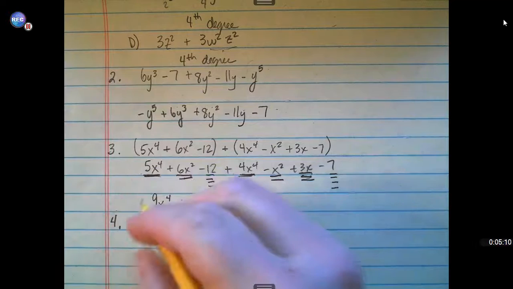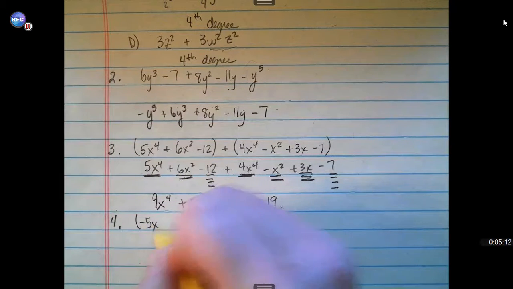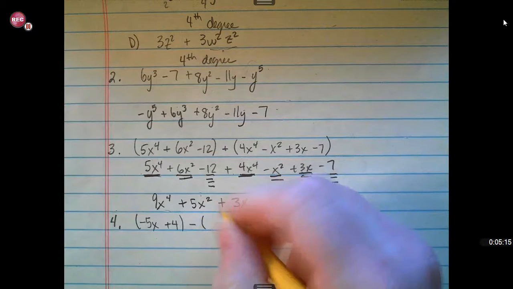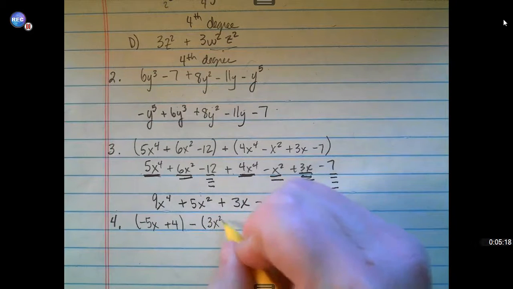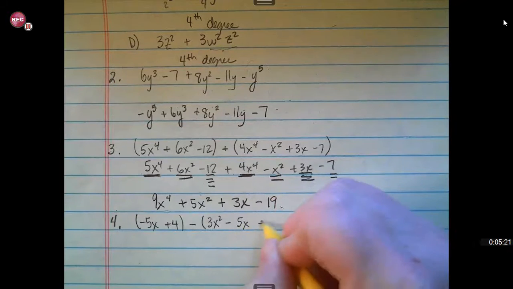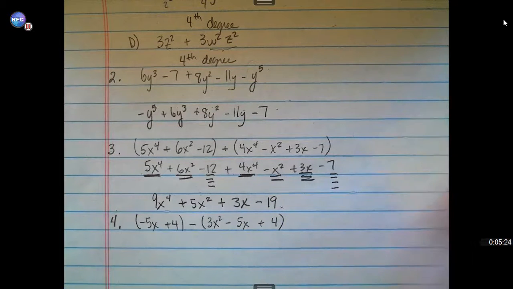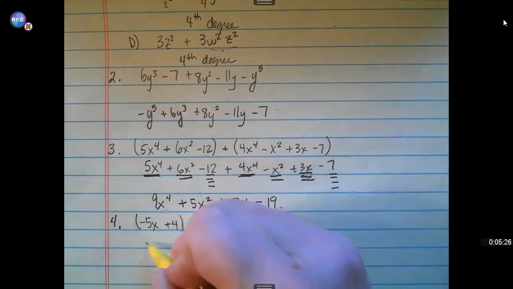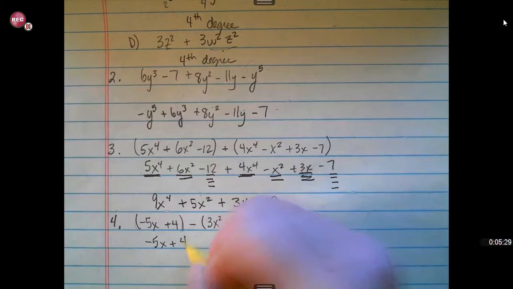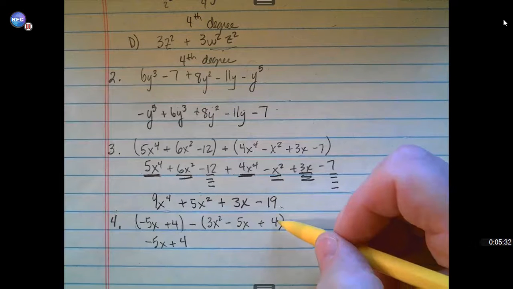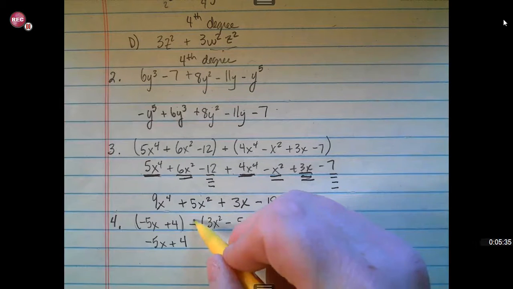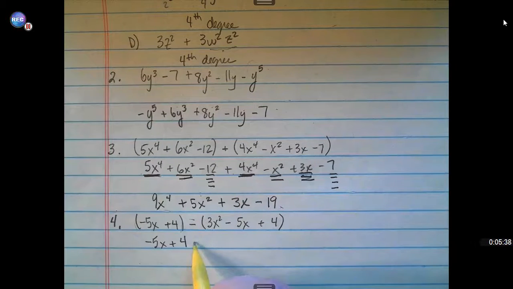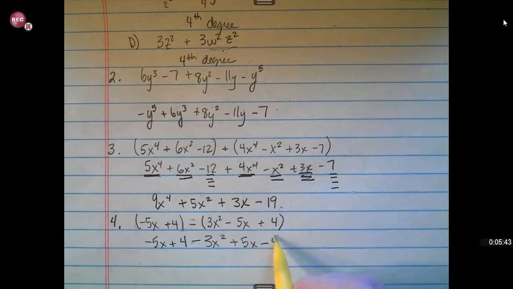Number 4, where we have negative 5x plus 4 minus the quantity 3x squared minus 5x plus 4. And so this first set of parentheses is not necessary. This second set of parentheses is necessary because I have to distribute this negative. And so that's going to make that minus 3x squared plus 5x minus 4. And now I'm just going to add like terms and put my answer in standard form.